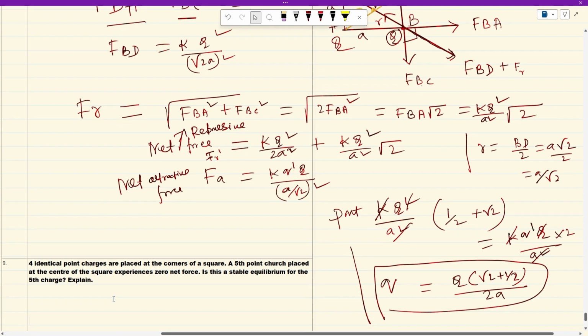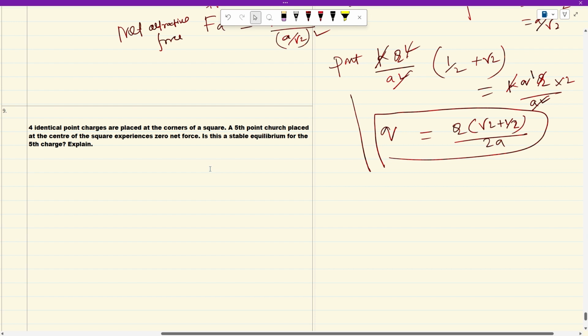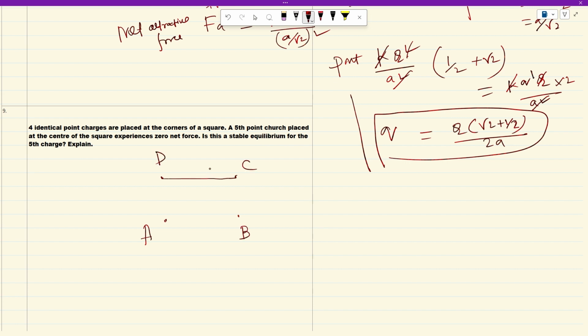Now let us consider, today's session will be completed with this sum. 4 identical point charges are placed at corners of a square. A fifth charge is placed at the center, so the net force experienced by it is 0. Like the previous sum, no? You all can see that. This is like the previous sum only. They are placed at the vertices of a square, and you keep a fifth charge over there. These charges are, say, Q each.